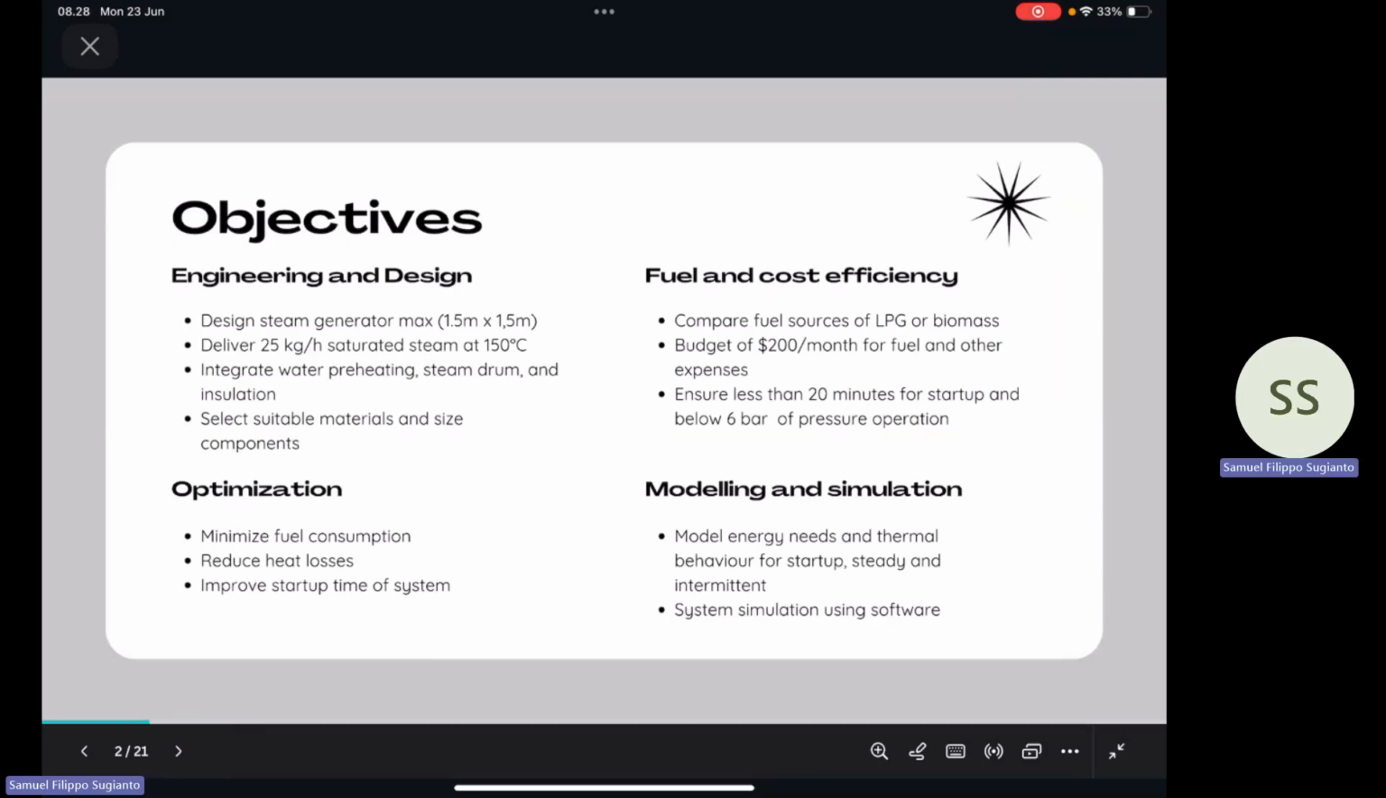For the optimization, we need to minimize the fuel consumption, since the maximum budget is $200 per month for fuel, and we must choose a suitable fuel source, either LPG or biomass. We must also ensure that the startup period is 20 minutes or less, with operation below 6 bar of pressure. To model this, we use modeling software, and we need to see the thermal behaviors for startup, steady state, and in between.